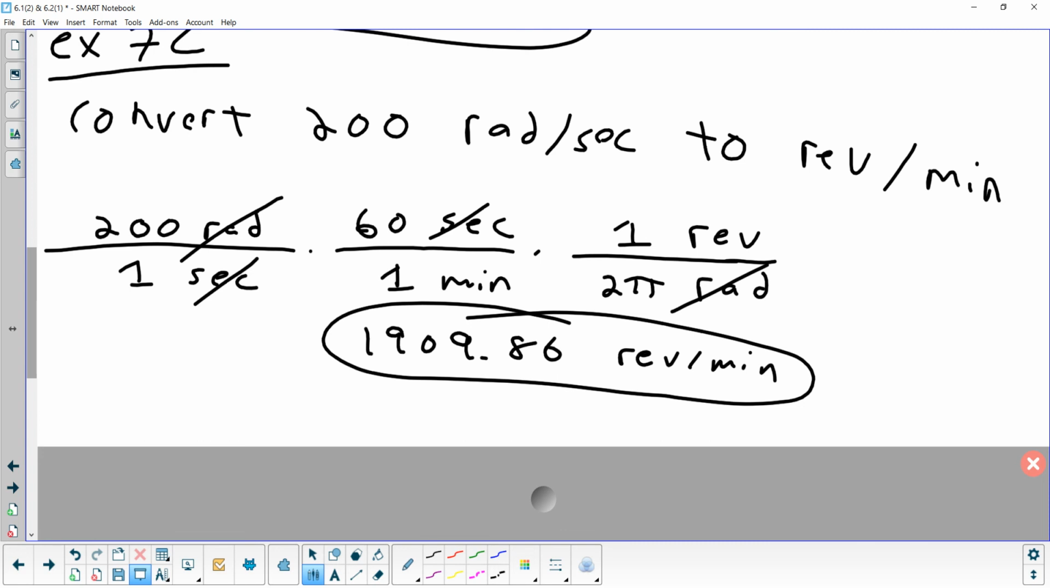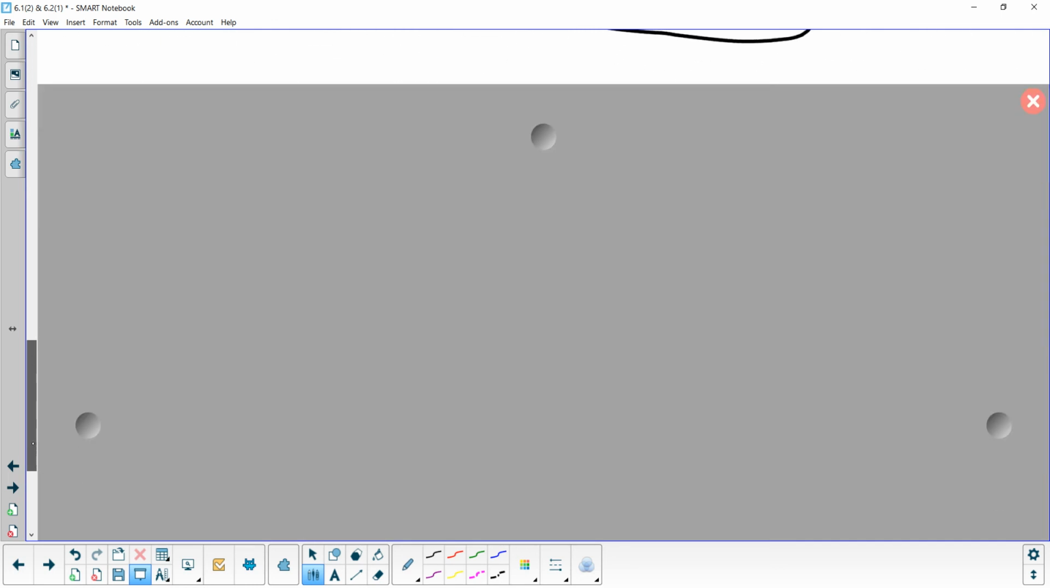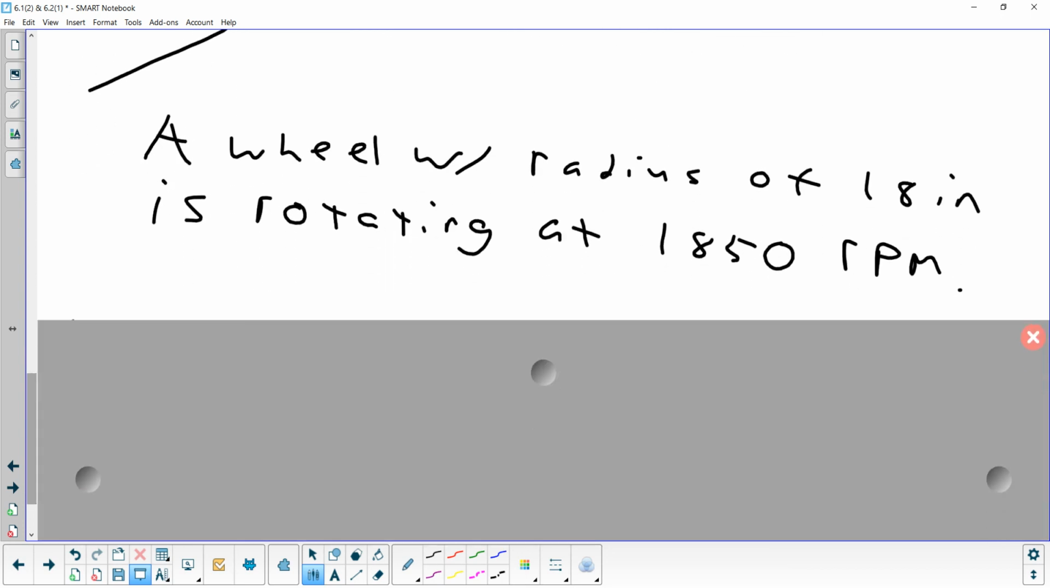So far, we haven't really converted between angular and linear. That's the last step, converting between 2 different types of speeds. We started in angular, we ended in angular here. We started in linear, we ended in linear. Now, we're going to start in one, but end in the other.